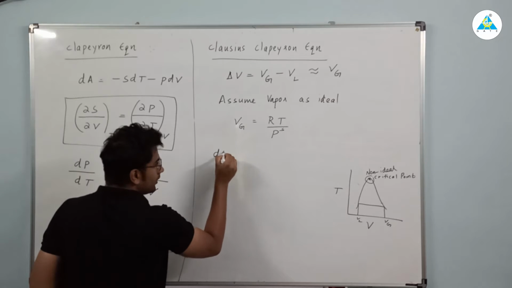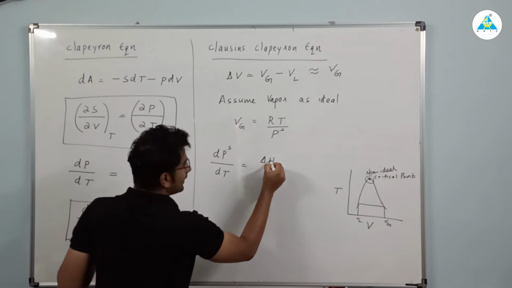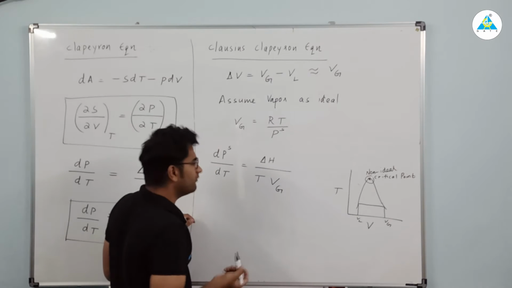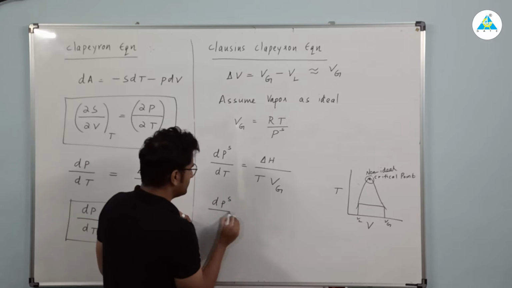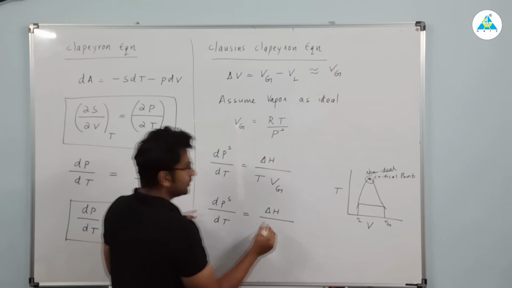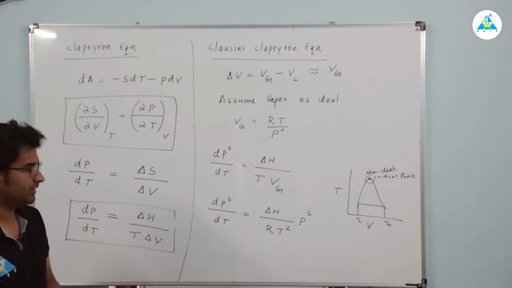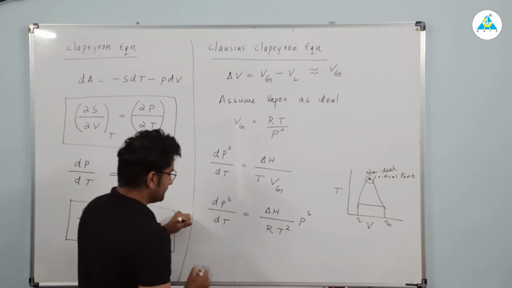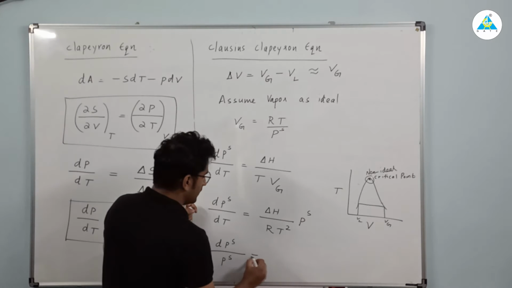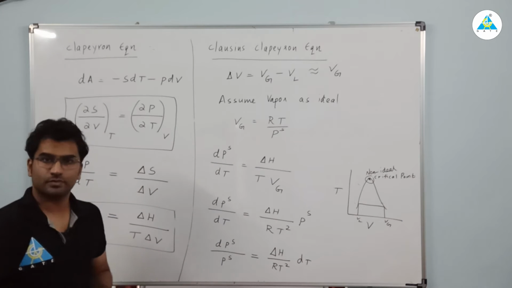Since we are writing about saturation pressure or vapor pressure, dPs divided by dT is equal to delta H divided by T into, instead of delta V, I am substituting the volume of the vapor phase. Just now we have written saturation pressure divided by temperature is equal to delta H divided by Vg. Substituting this, it becomes RT square into this. This will be the relation. Take this side, what will be the equation? dPs divided by Ps is equal to delta H by RT square dT. यहाँ तक तो ठीक है.